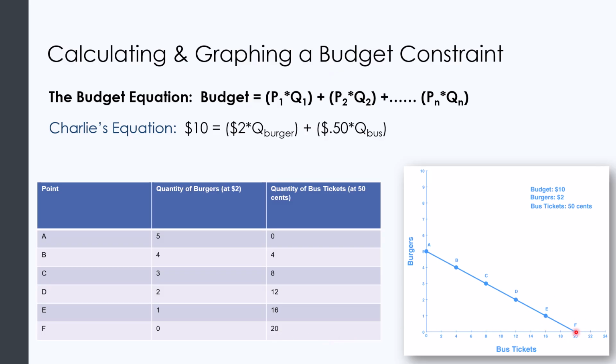So let's say we were down where we left off at point F, but Charlie says, you know, I kind of do want a burger. I'm hungry. So if he gets 1 burger, he's going to spend $2 on that burger. That gives him $8 left of his budget to spend on bus tickets. At 50 cents each, he could buy 16 bus tickets.